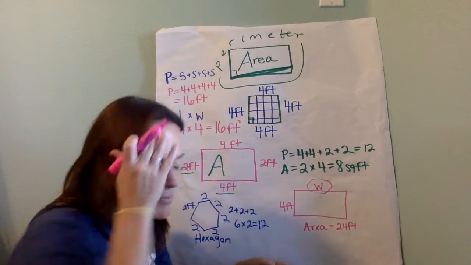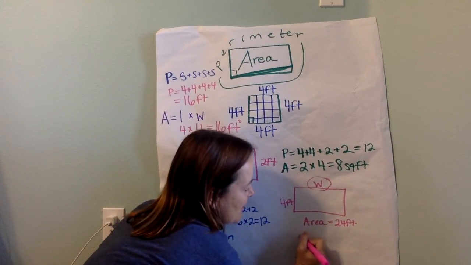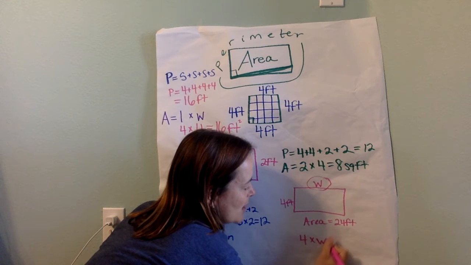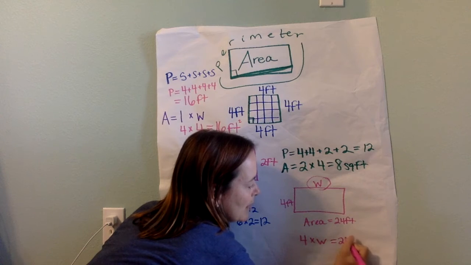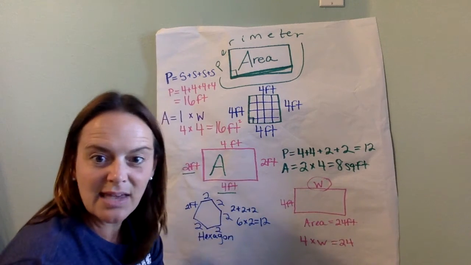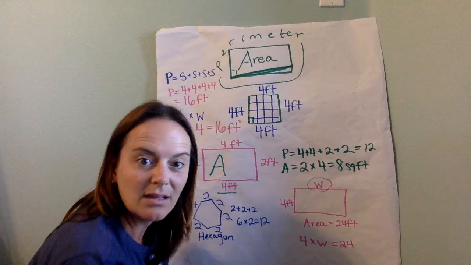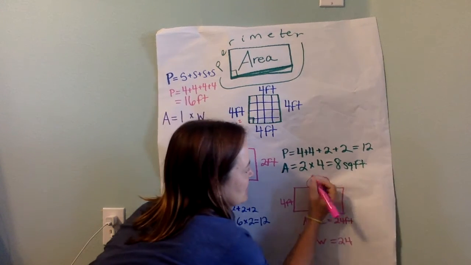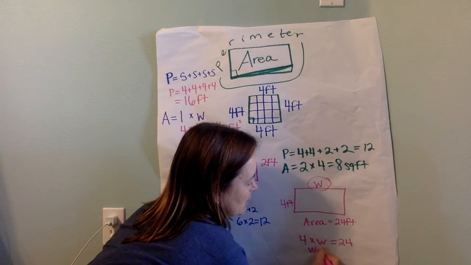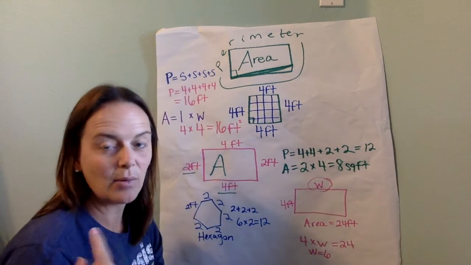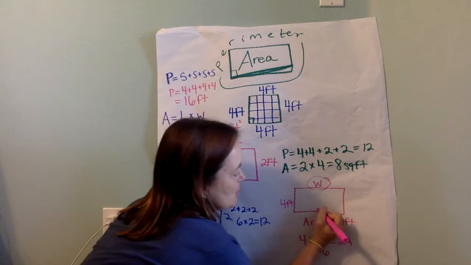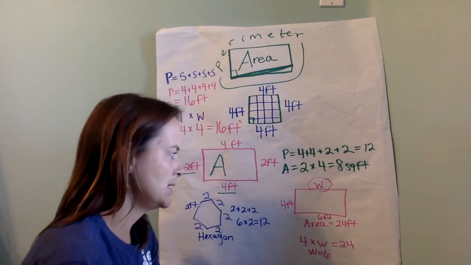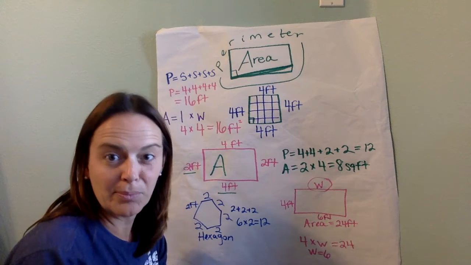So let's plug in our numbers. If I know one side, the width, 4 times W, our unknown, equals 24. Well, I can work backwards with division, or I can say 4 times what is 24? What is it? 6 feet. So my W equals 6. And we've done that. We know how to find the unknowns in class. So now, 6 feet, 4 feet. Okay, now find the perimeter.